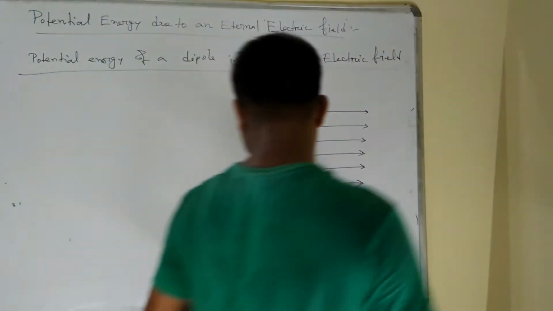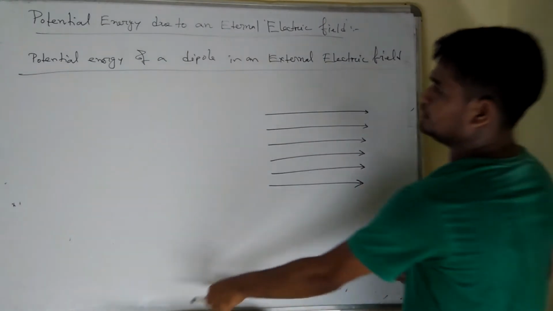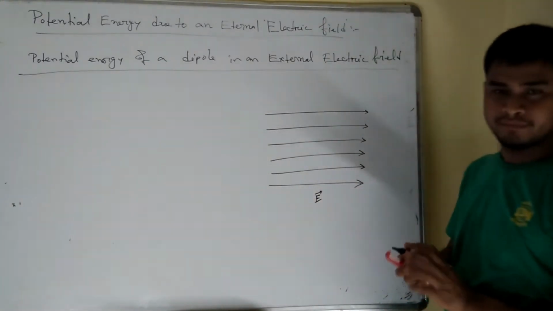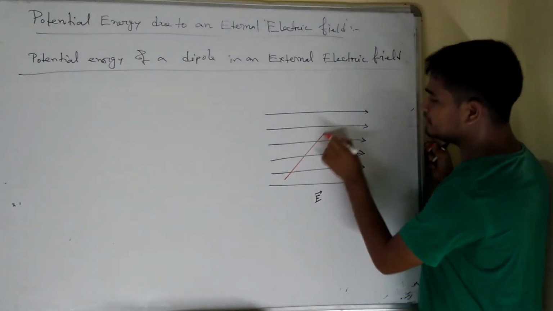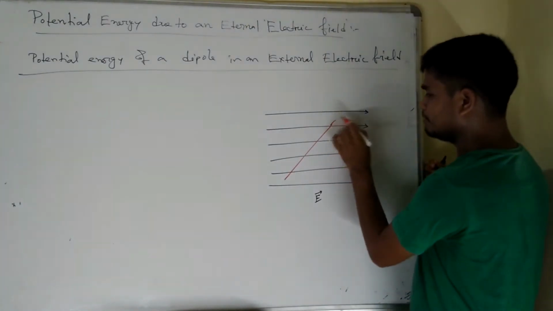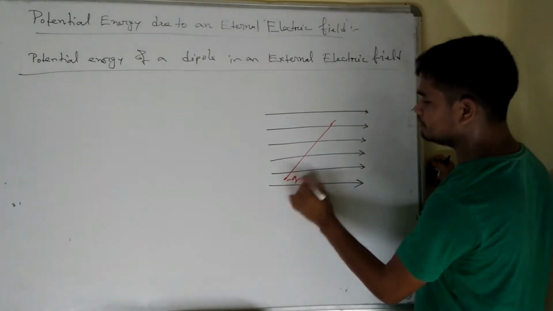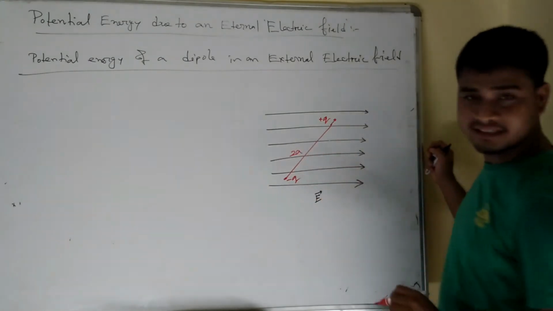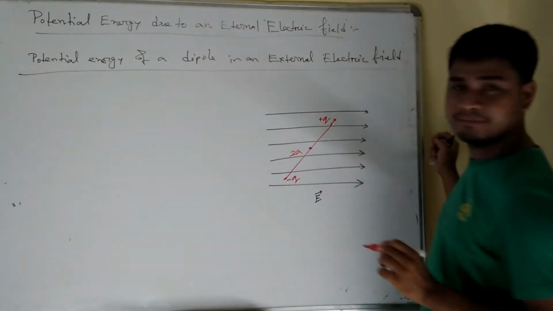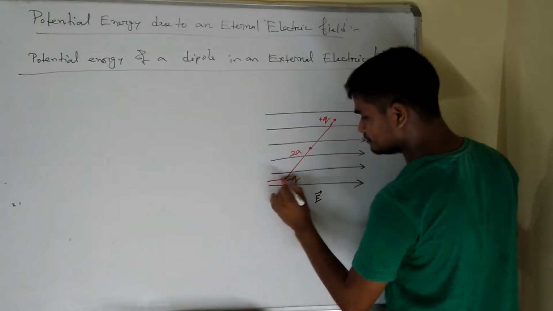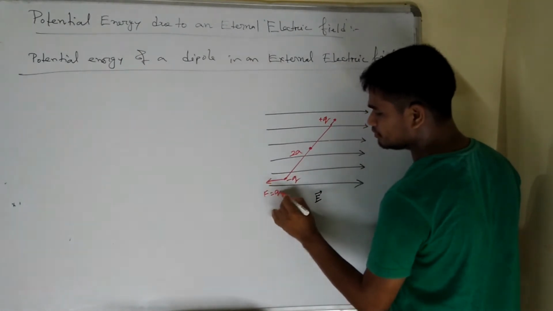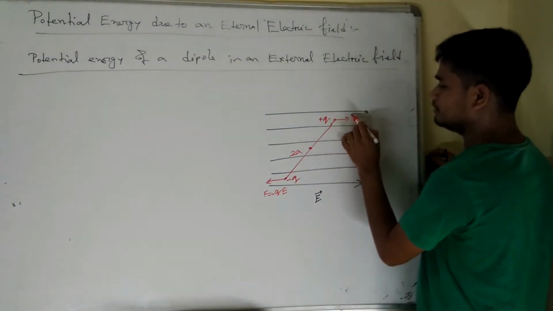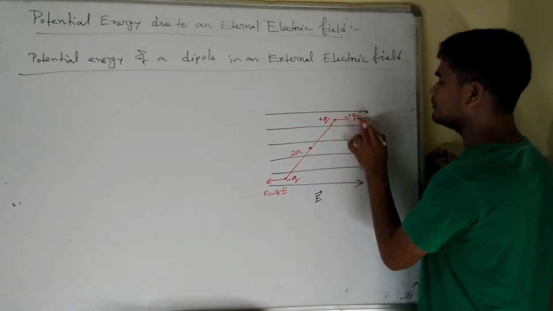Okay, this is an external electric field of strength E. Now a dipole is placed here. This is minus Q, this is plus Q, at a distance twice A. This is the center of the dipole. This is force, how much? Force is minus QE and plus QE.